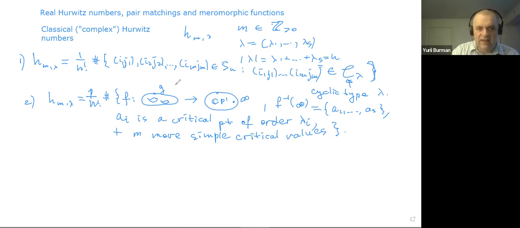Well, I forgot to say what is the relation between the number m and the genus g. So the relation is, I'm always confused with that, m is 2g minus 2 plus n plus s, where s is the number of parts here.